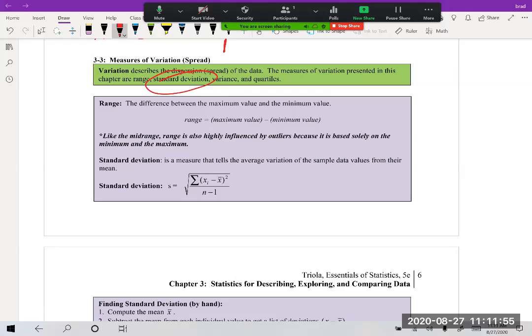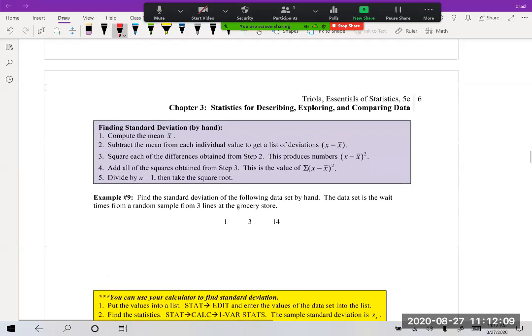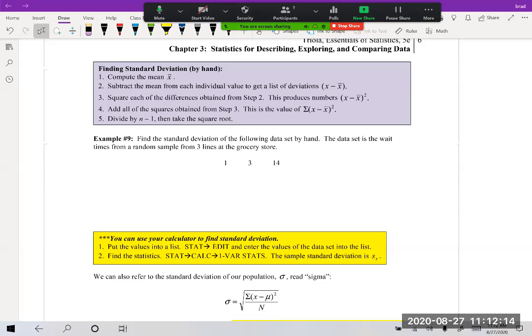Standard deviation is a measure that tells us the average variation of the sample data values from their mean. So standard deviation, called S, can be found by doing this. And there's a way we'll do it on our calculator, but I'm also going to show you how to do it by hand as well. So finding standard deviation by hand. First you compute X bar, meaning the mean, then you subtract the mean from each of the values, and we get X minus X bar.